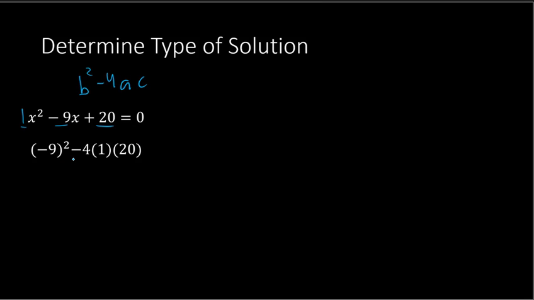So negative 9 squared would give you 81, and then minus 4 times 1 times 20 is 80. So we have 81 minus 80 equals 1. And so what that means is that's the part inside of the radical. So we have plus or minus the square root of 1. So we know from this that we're going to have 2 different real answers because of the plus and minus. That gives us 2 answers. And it's real because this number here inside is not negative.